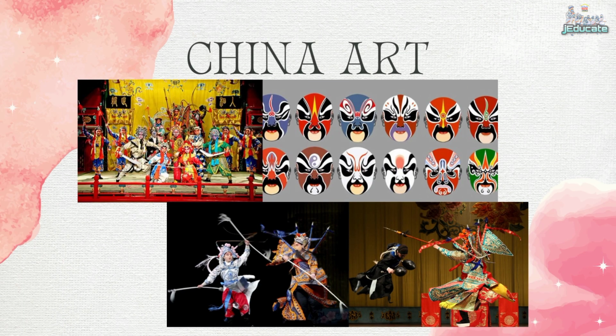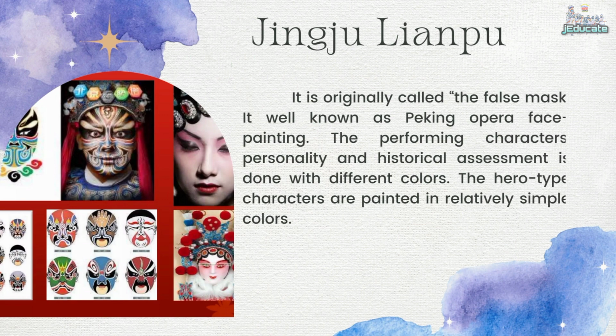China art. Jingju Lianpu. It is originally called the false mask. It is well known as Peking opera face painting. The performing character's personality and historical assessment is done with different colors. The hero-type characters are painted in relatively simple colors.